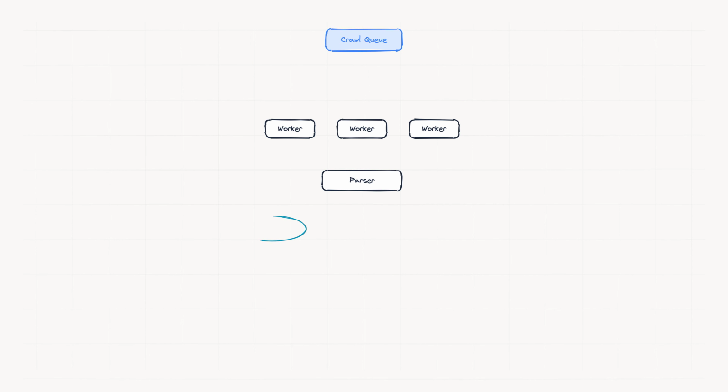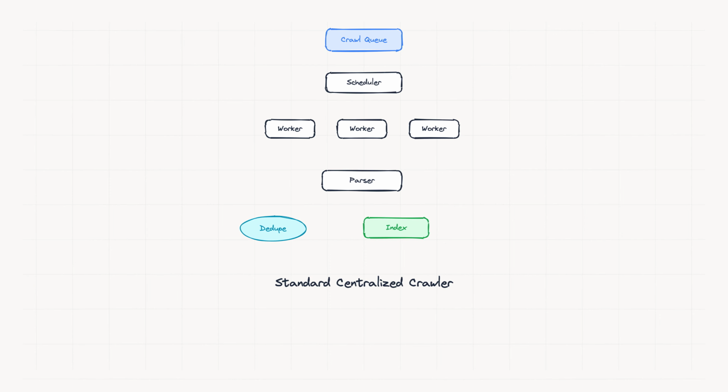A centrally coordinated crawler has a few key pieces. There's a shared crawl queue, URLs waiting to be crawled. Then you've got workers that fetch pages and the parser that pulls new links out of whatever the workers bring back. There's a dedupe store that tracks what you've already crawled, a scheduler that controls ordering and timing, and an indexing pipeline that turns raw pages into searchable data. That's a lot of moving parts, but the way they connect is straightforward.